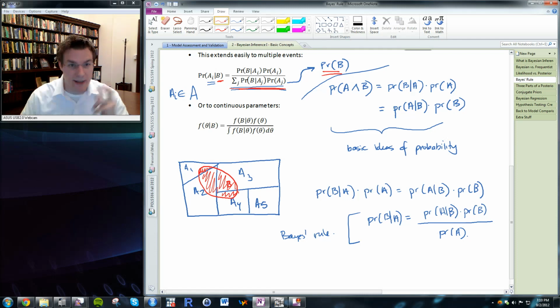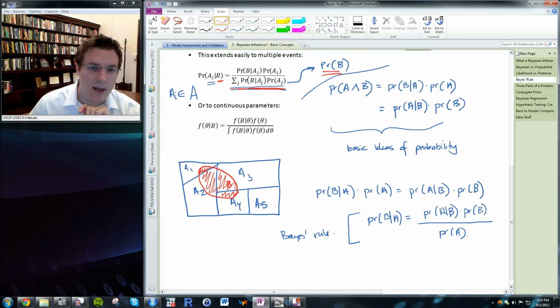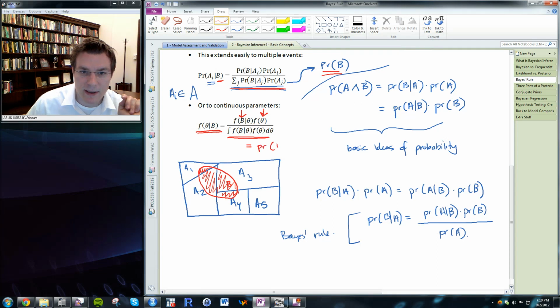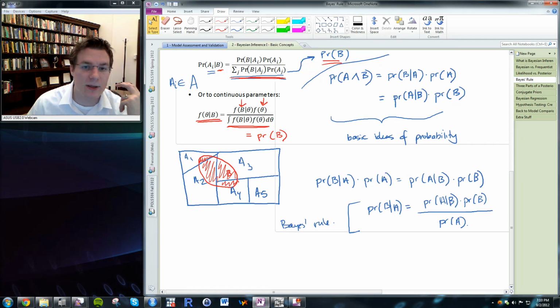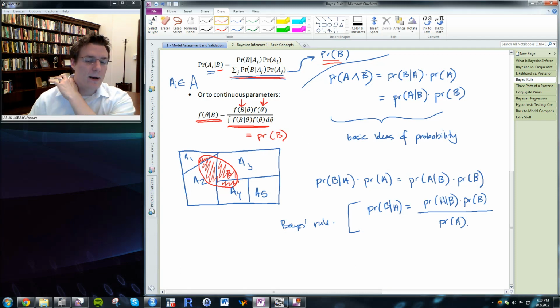Continuous parameters are, again, just a fairly simple extension. If I want to know the probability density that theta is a given value, given that something B has happened, I want to know the probability of B given theta times the probability of theta, and then this is the probability of B. In fact, all we're doing here is integrating out theta. We're integrating over the distribution of theta so as to get at the total probability, rather, of B.